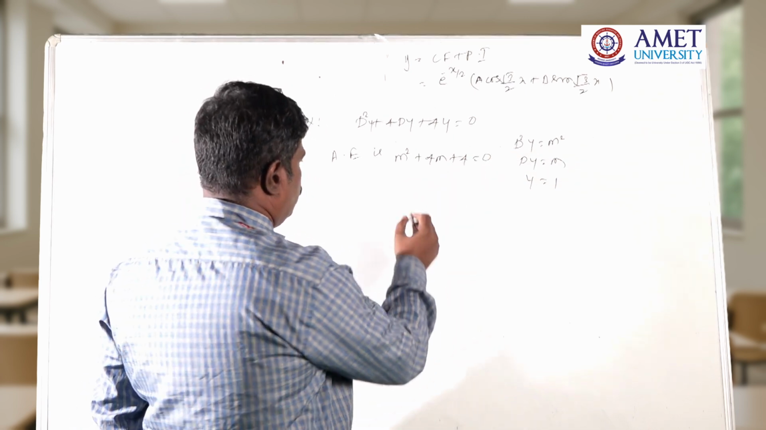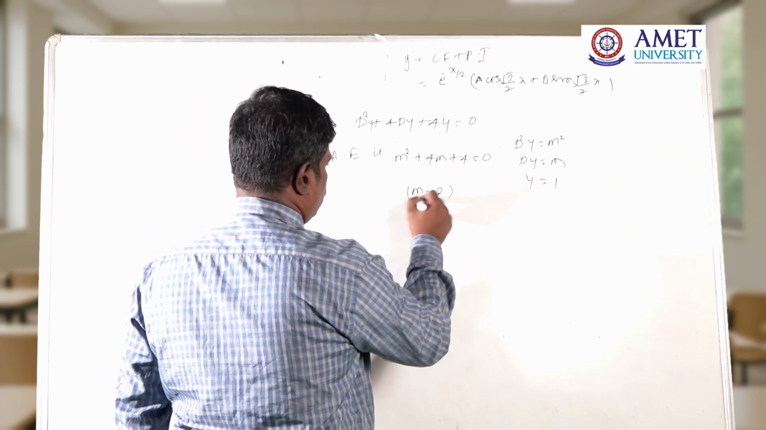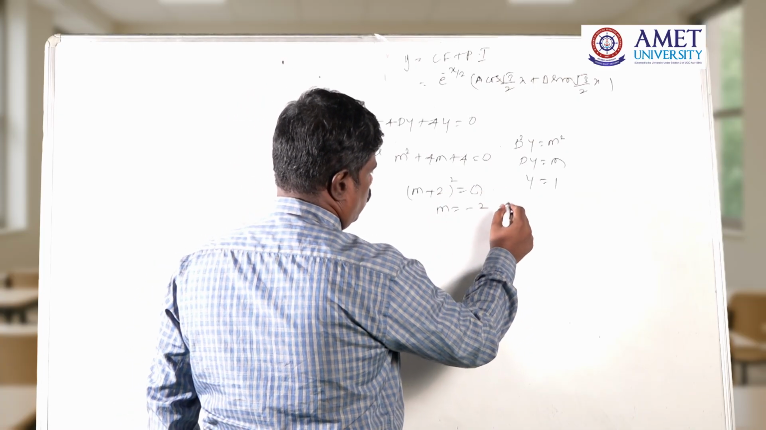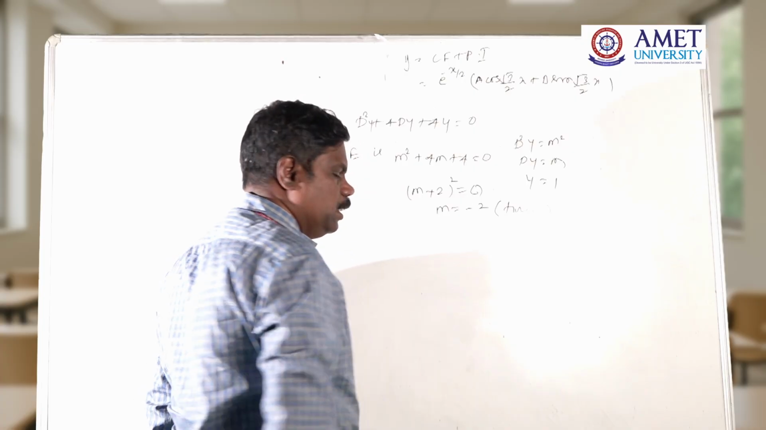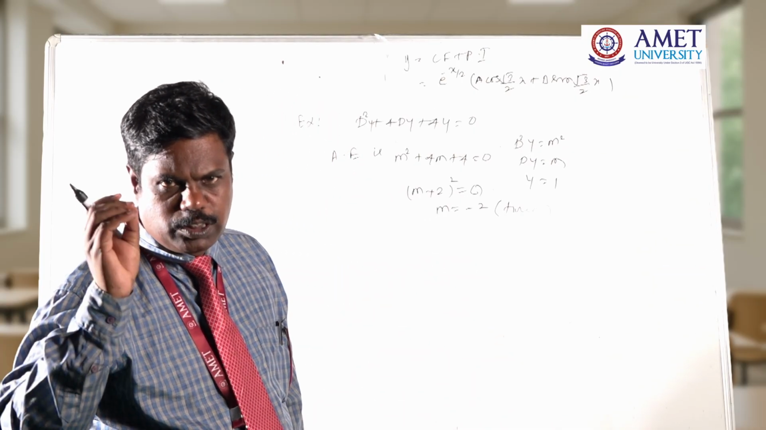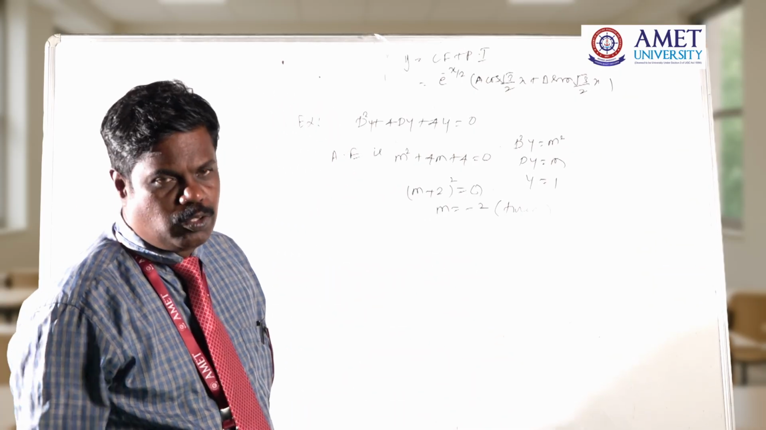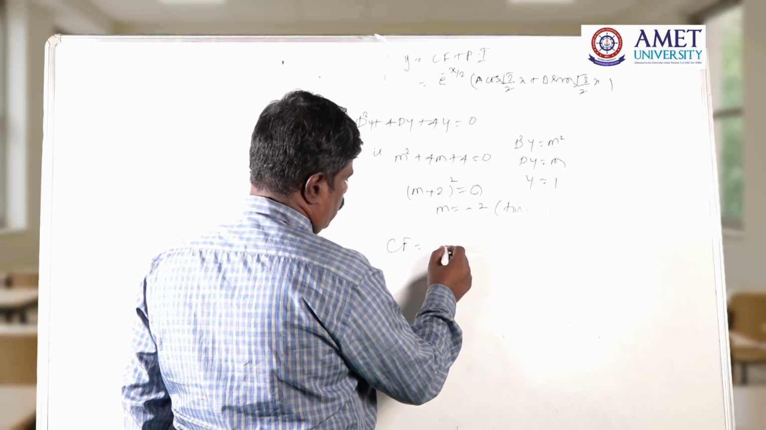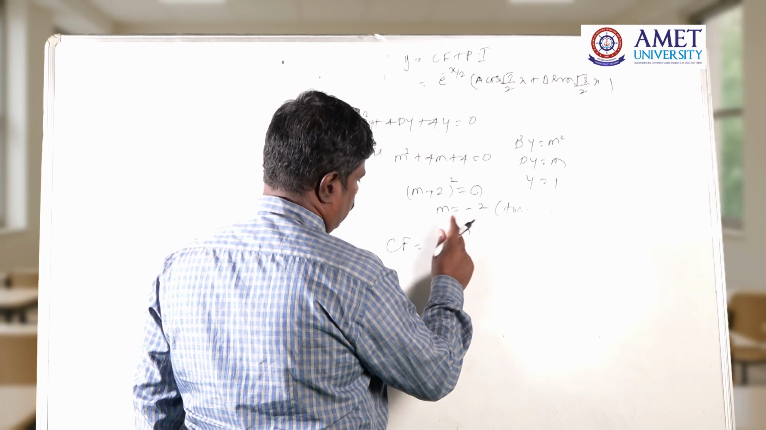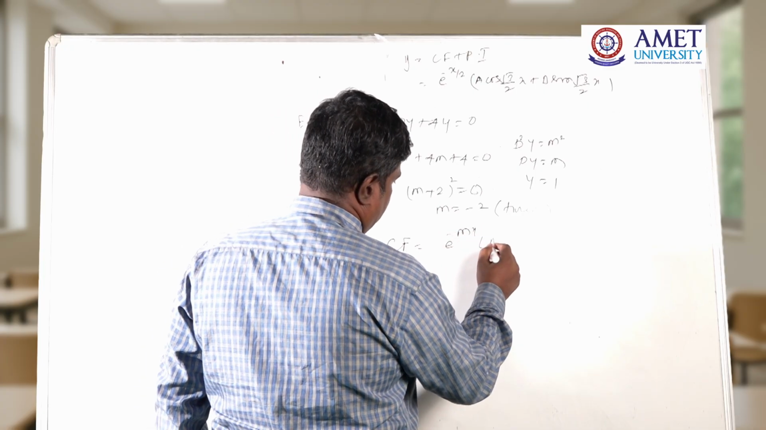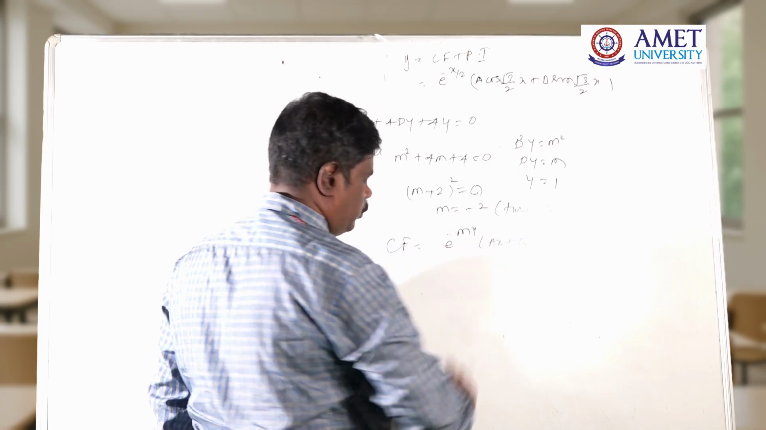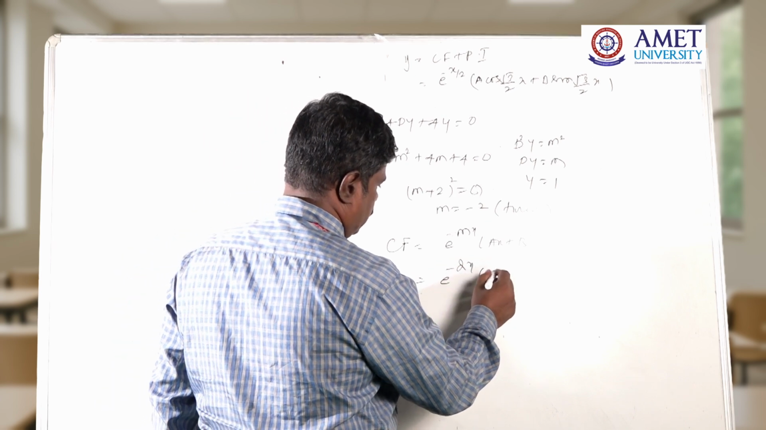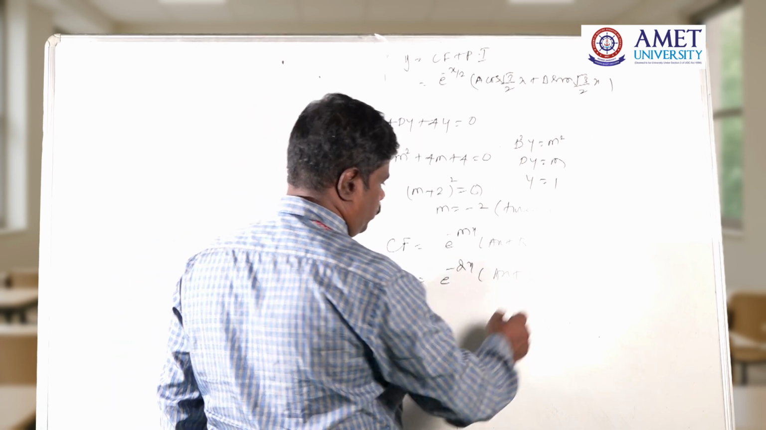Now you can write (m plus 2) whole squared is equal to 0, m equal to minus 2 twice. So m equal to minus 2 is a root, but the root is repeated twice. So in this case, the complementary function is e power minus mx, and the general format is ax plus b. What is m? m is equal to minus 2. So e power minus 2x, ax plus b.